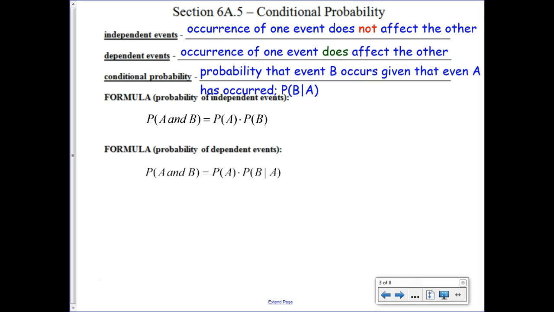But in dependent events, that's when the occurrence of one event does affect the other. So that's like drawing cards from a deck. If it wants to know the probability of drawing one red card and then another red card, well, if you've drawn that first red card and you haven't replaced it, then your next probability will be affected because you have less red cards and less total cards in the deck.